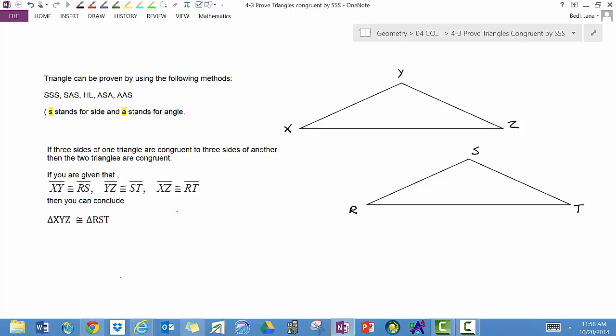And if you are given that segment XY is congruent to segment RS, segment YZ is congruent to segment ST, and segment XZ is congruent to segment RT, then you can conclude that the two triangles are congruent. Look at the order of the letters in each one. If you look at the congruency statement and you go from left to right, you can see that XY is congruent to RS. You can see that YZ is congruent to ST, and you can see that XZ is congruent to RT. And I really should correct myself. I should say segment in each case, because when I say XZ, I mean the measure of segment XZ.